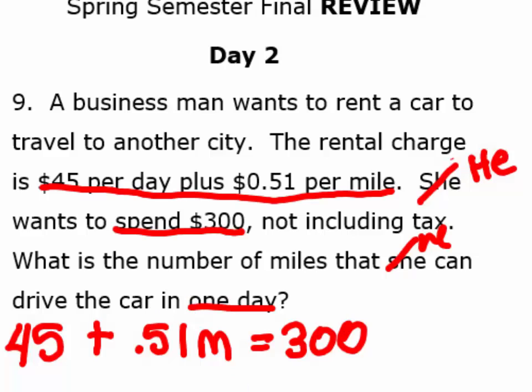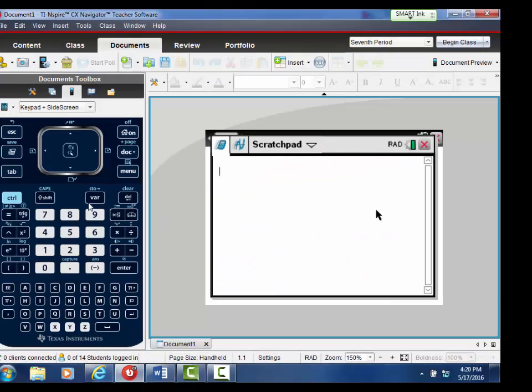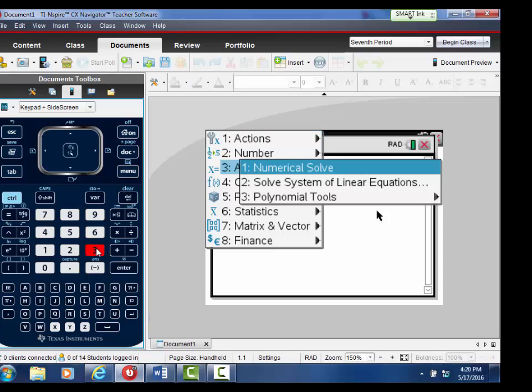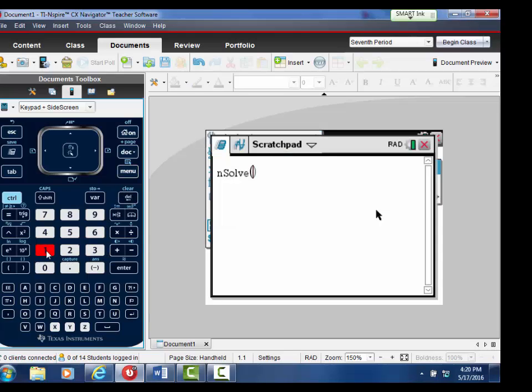You could use your NSolve on your calculator. Just remember that is menu, 3 for algebra, and 1 for numerical solve. Okay, and we type our equation, so that would be 45 plus 0.51 M equals 300. And then we have to remember to do comma M because we have to tell the calculator that it's going to find M. Okay, and we hit enter and it says M would be 500.